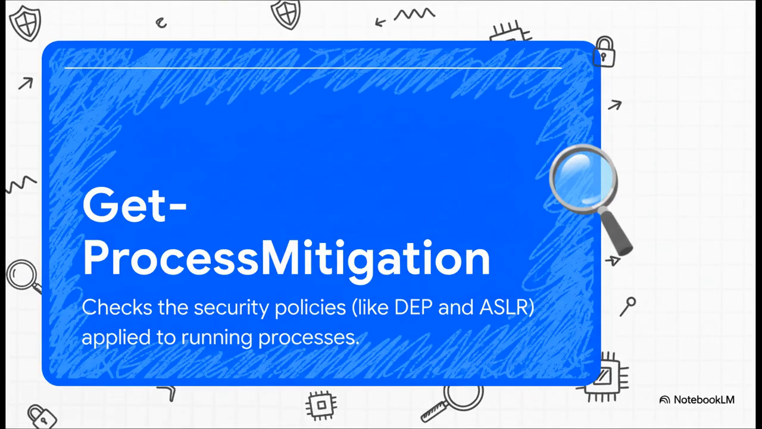Well, this is where Get-ProcessMitigation comes into play. This cmdlet is amazing. It lets you see exactly which security features are protecting a process right now. For instance, it checks for things like DEP, that's Data Execution Prevention, which stops malicious code from running where it shouldn't, and ASLR, Address Space Layout Randomization, which kind of shuffles memory around to make it harder for attackers to target. It's like having a direct window into your app's real-time security posture.